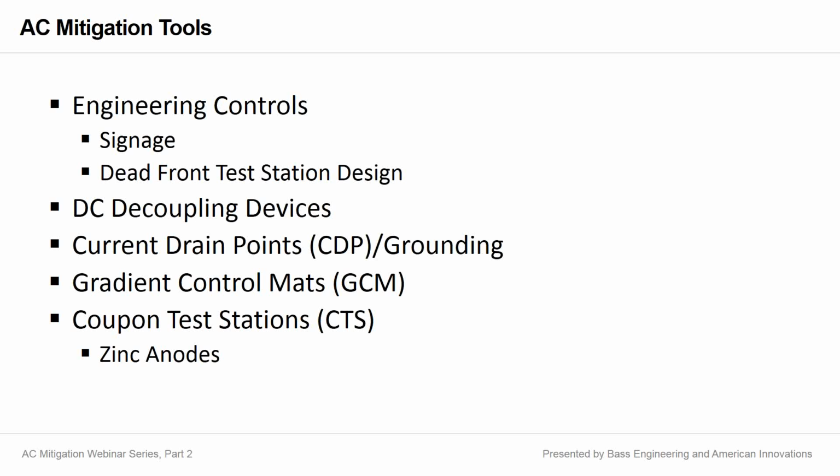And then we want you to start thinking about current drain points. We may abbreviate that as CDP. Some people will refer to that as grounding. We'll try to differentiate between gradient control and grounding in this presentation as well. The fourth tool in our toolbox would be our gradient control mats in various configurations. And then finally, coupon test stations, sometimes used in combination with zinc anodes to establish drain points as well.